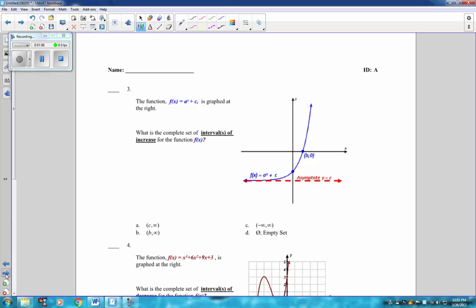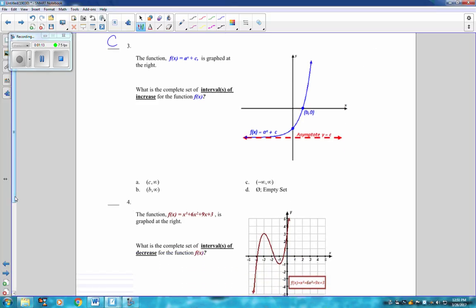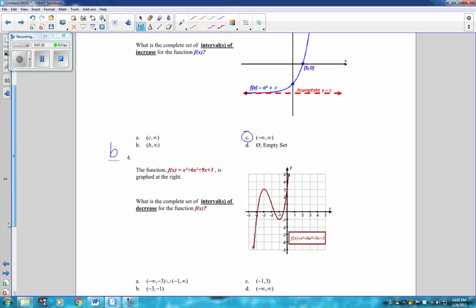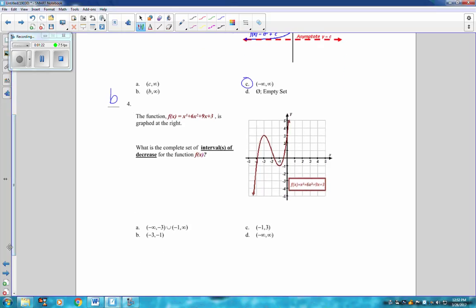Number 3, the answer is C. It wants to know your interval of increase. Well, this exponential function is always increasing, so that would be from negative infinity to positive infinity. Number 4 is B. It's asking us for the intervals of decrease. This graph is decreasing from here to here. When you name intervals of decreasing, you name the x value. So that's going from negative 3 to negative 1. The lesser number is always on the left in interval notation.